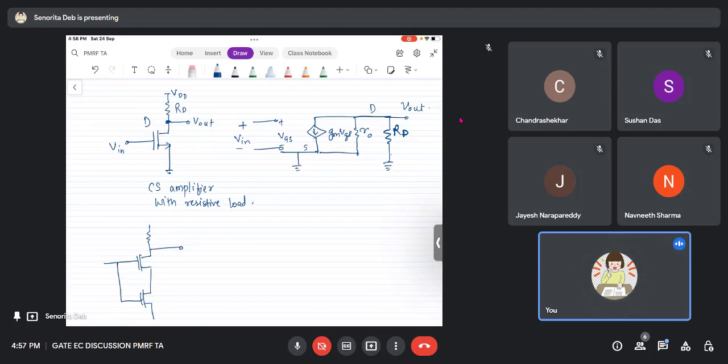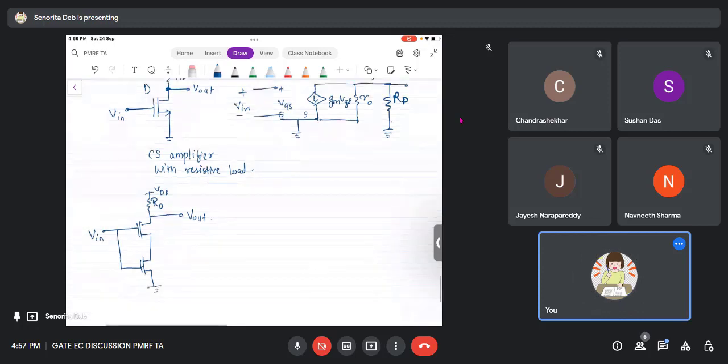So these circuits I have taken from Razavi's microelectronics book, which is the basics of analog book. Okay, not the design one. The microelectronics book I have taken this from the back exercises.